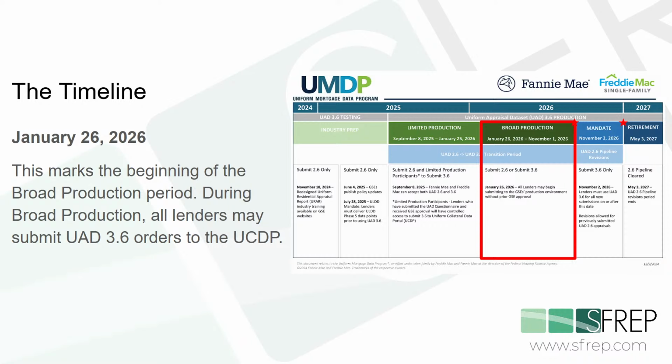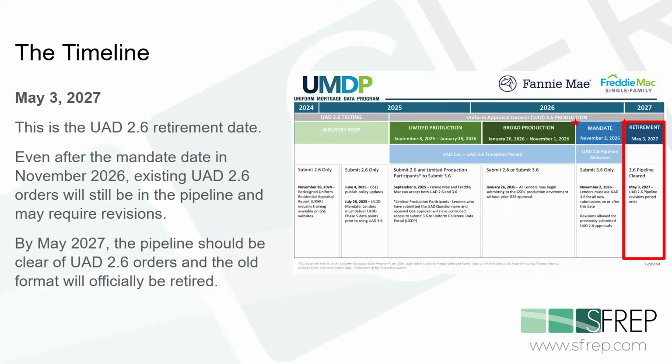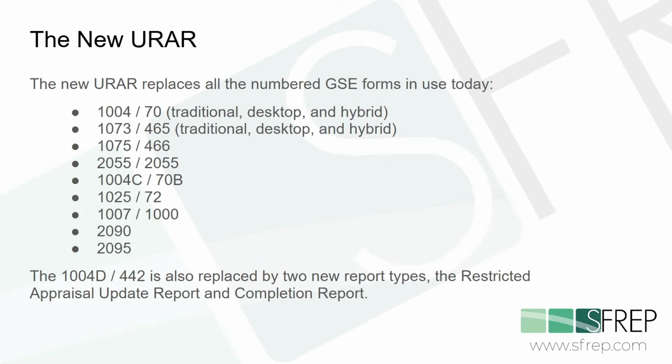Next date is November 2nd. That's going to be mandate date. That's when the spigot gets turned off on UAD 2.6, and all new reports that are requested and submitted will be UAD 3.6. And then a date that a lot of people don't know about, that's the retirement date, which is May 3rd of 2027. And that is just to clear the pipeline out of any reviews or updates or anything to UAD 2.6 reports. From that date forward, everything will be UAD 3.6.